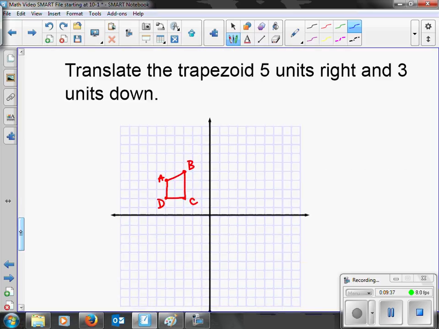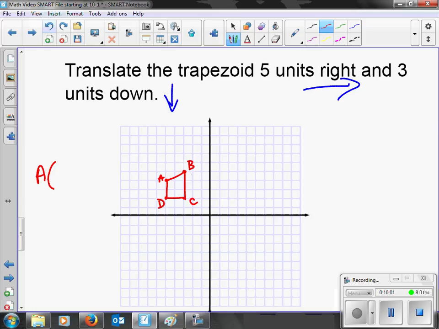All right, so now we have a trapezoid. It's a trapezoid because there's one side that's not parallel. Okay, so it is not a square, it's a trapezoid. Okay, all right. And we're going to translate this 5 units to the right and 3 units down. Okay, first we'll start off by finding where the coordinates are right now.